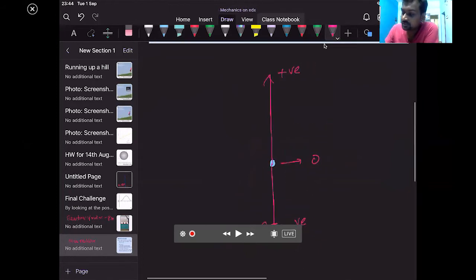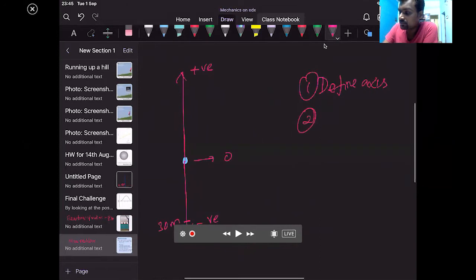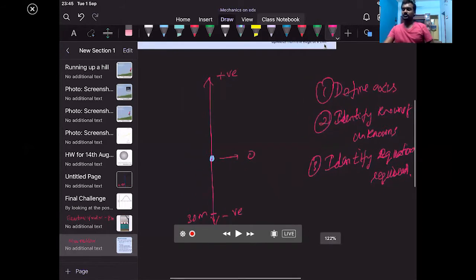I'll write down the steps here. First step is to define the axis. Second step is to identify knowns and unknowns. Third step is to identify the equation required.